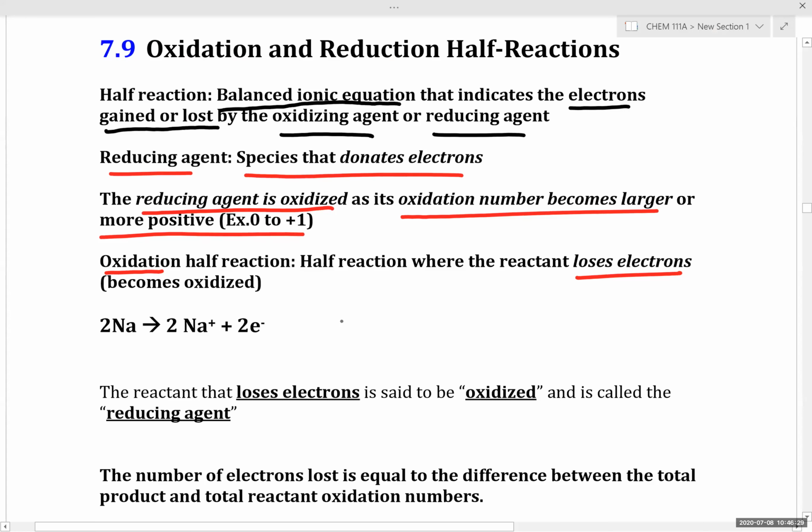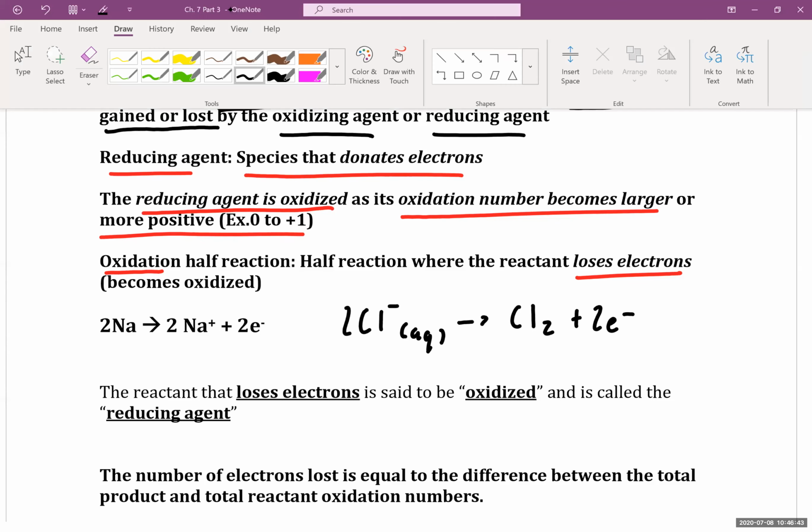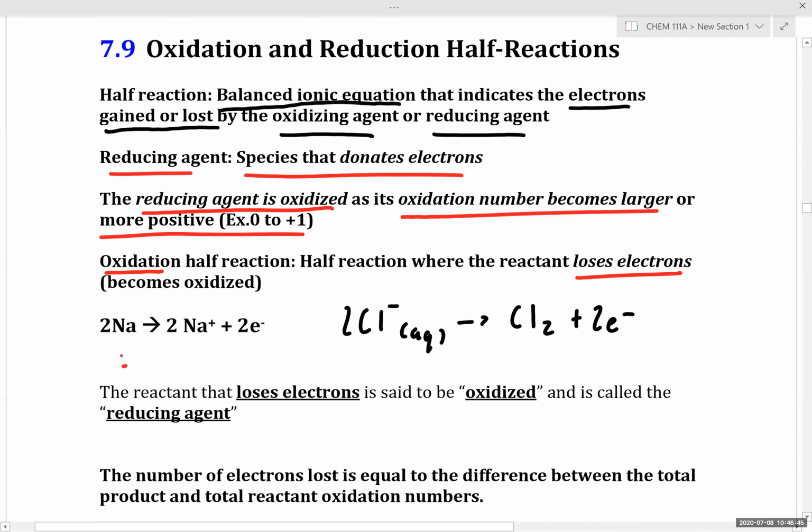So another example of an oxidation reaction would be if we went from chloride to chlorine plus 2 electrons. One thing I want you to pay attention to is if we look at the oxidation numbers, from sodium to sodium plus, we're going from 0 to +1. From chloride to chlorine, we're going from -1 to 0. So in both cases, our oxidation number is becoming more positive. Does that make sense?